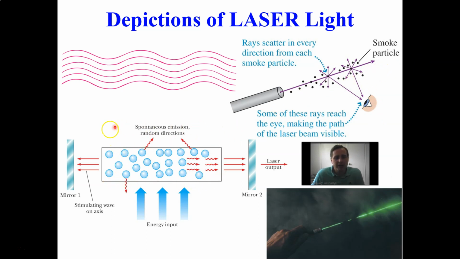So here's how we actually produce that laser light. Remember, we have one mirror, and then we have another mirror, and the laser output is out the side of mirror 2. And again, there's spontaneous emission, random directions, energy input, stimulating wave on this axis, and then again, the laser output goes past mirror 2, which is a partial reflector, but not a total reflector.